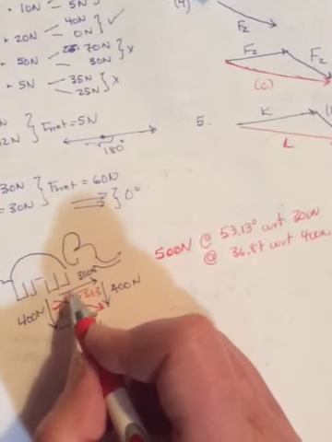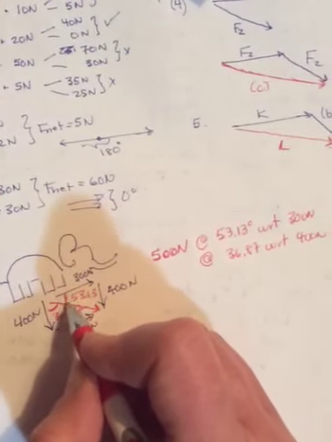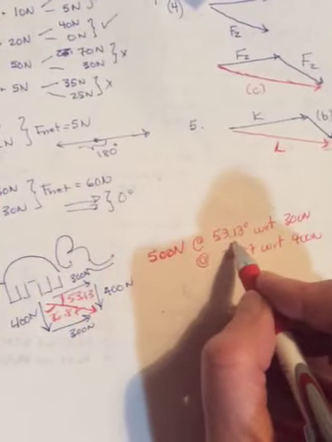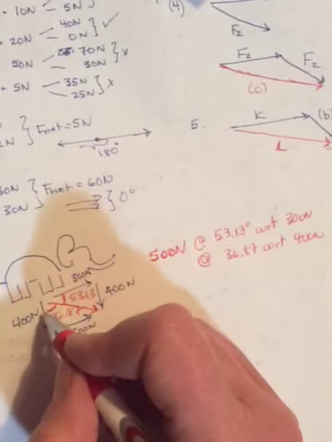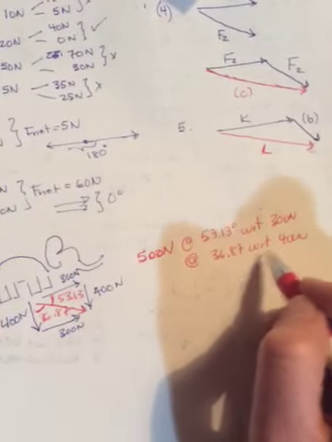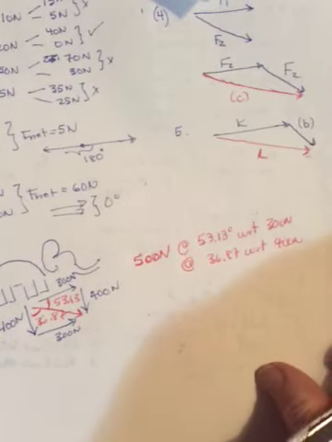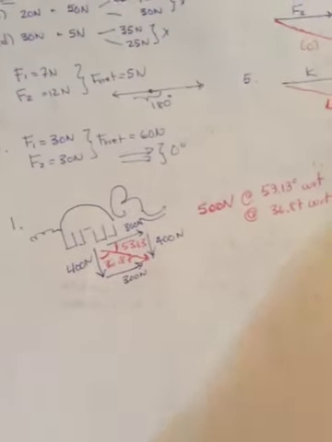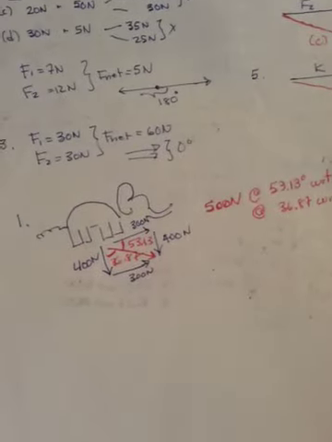So with respect to, meaning measuring off the 300 down to the hypotenuse, it's 53.13. Measuring off the 400 over to the hypotenuse, it's 36.87. So that's all that means. But don't worry, I'll give you better directions like north, south, east, west when it really matters.